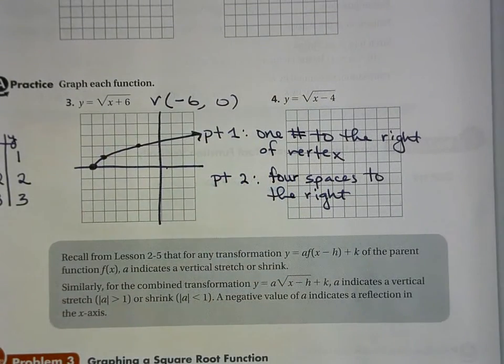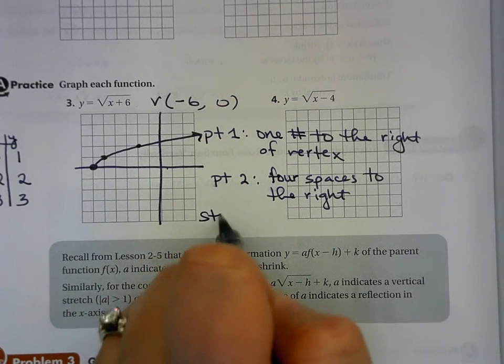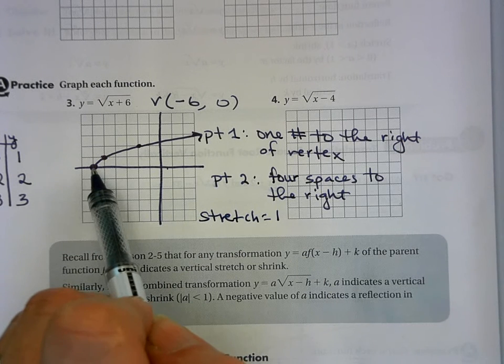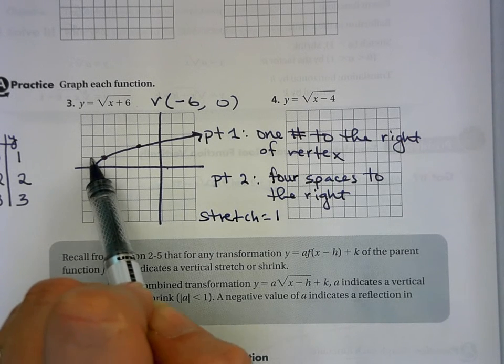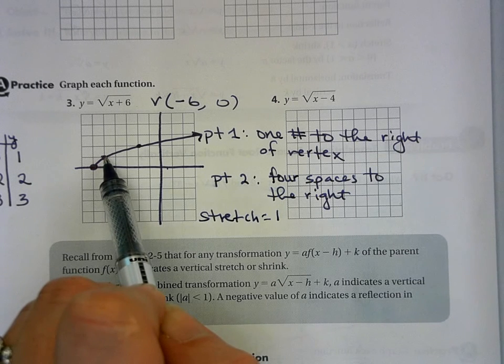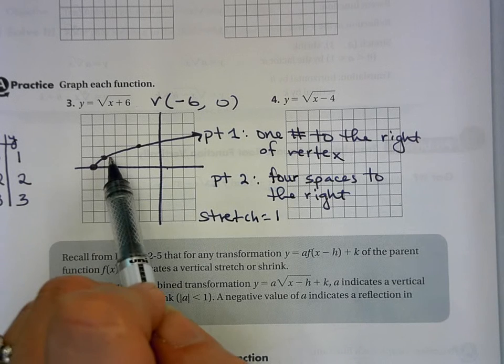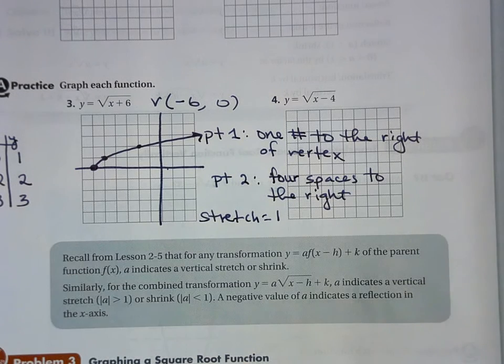So on this one, if my stretch is 1, so from my vertex, what can I do to find another point? I can go up 1 over 1. Now, can I do that to find a second point? No, right? For parabolas or any non-linear function, it only works for the first point, right? So I can go up 1 over 1, okay? All right, so there's that.